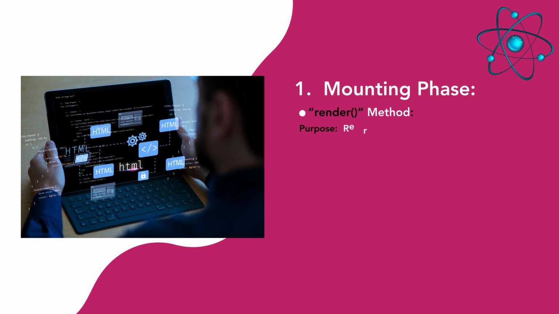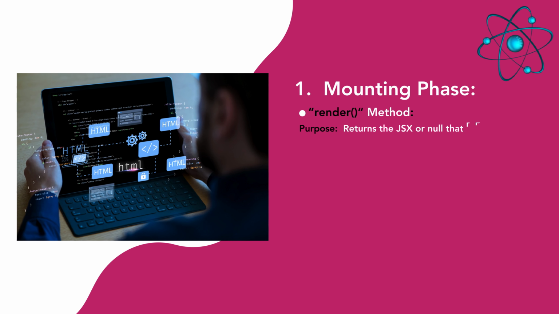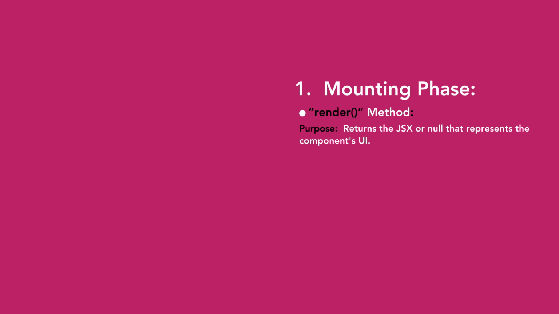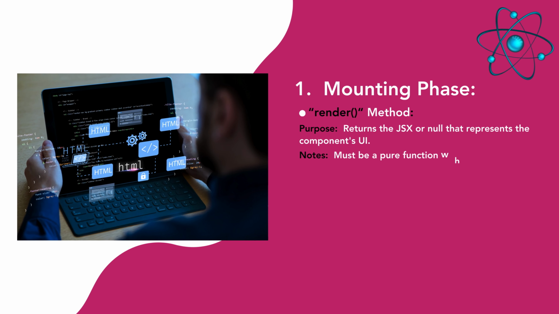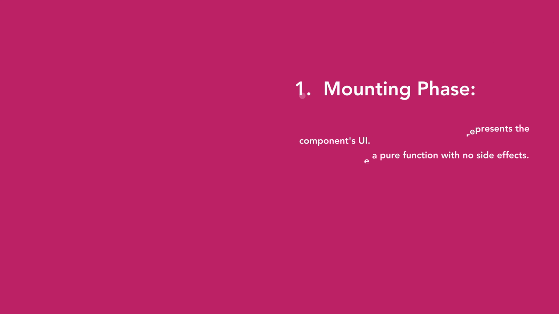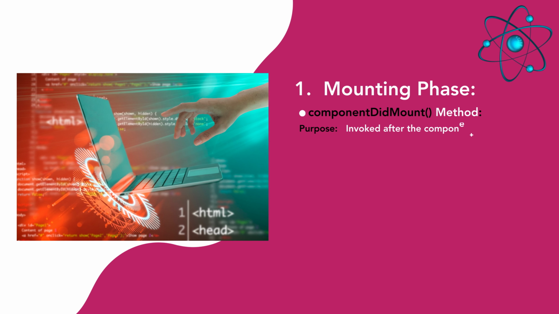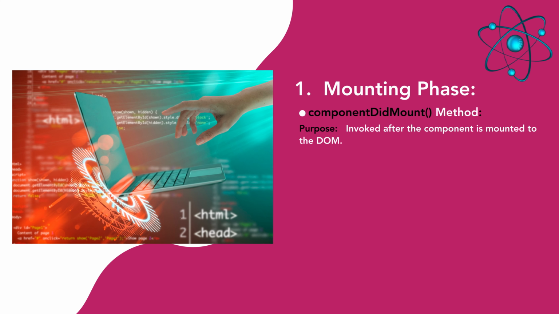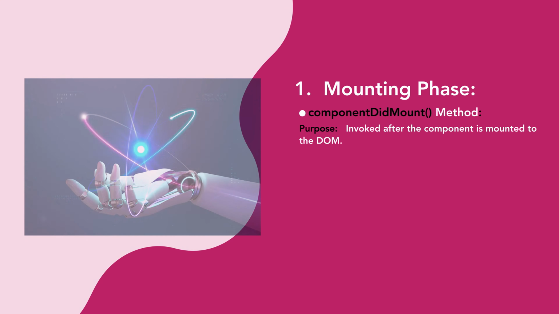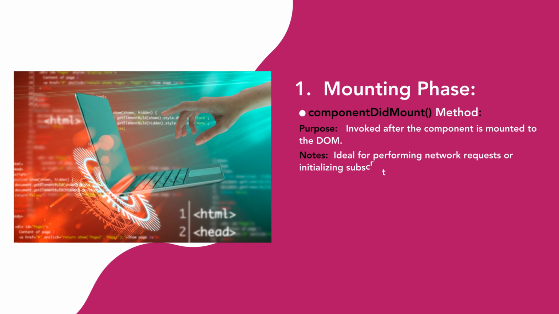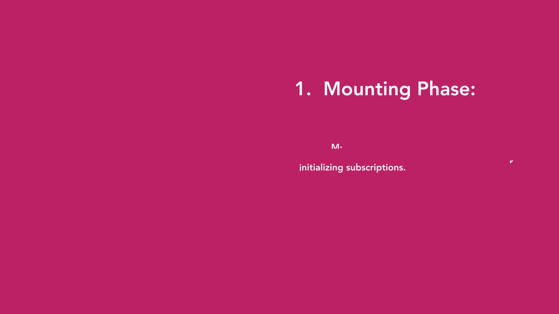Render method. Purpose: returns the JSX or null that represents the component's UI. Notes: must be a pure function with no side effects. componentDidMount method. Purpose: invoked after the component is mounted to the DOM. Notes: ideal for performing network requests or initializing subscriptions.